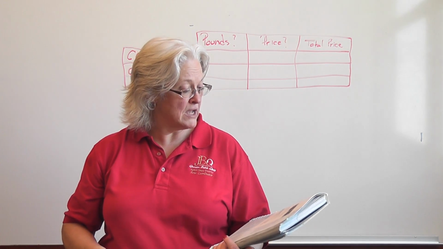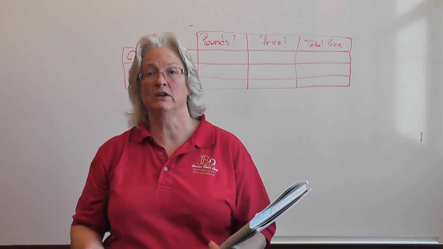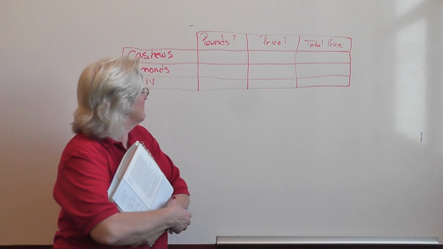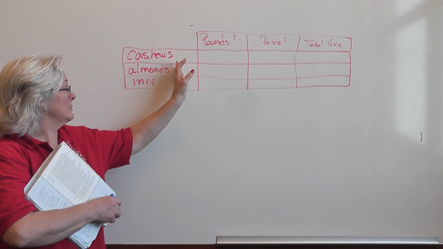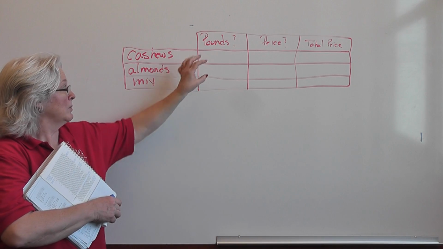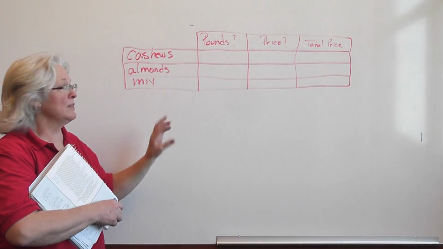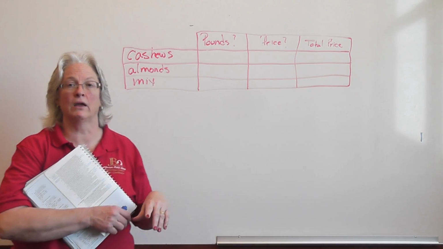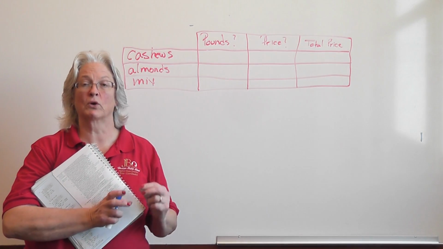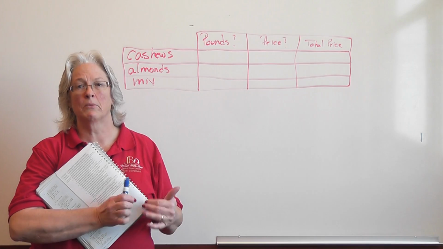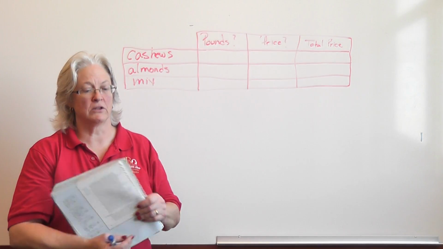So, what are they asking us here? How many pounds of each nut? Well, you can see that I've gone ahead and set up our chart. We have cashews and we have almonds. We want to know how much of each nut we're going to put in, and then we're going to end up with an amount of the mixture, and our problem tells us that we're going to have 80 pounds of mixture. But first it's saying how many pounds of each nut.